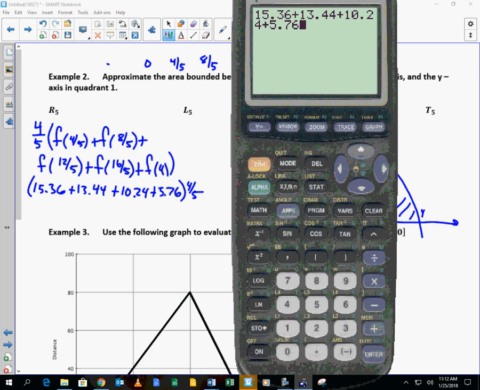Yeah, what was the last one? It was 0. So I get that, and then I multiply by 4, divide by 5, and I get 35.84. Now, that looked like it took a long time. And the left hand, we're going to actually be able to do really quickly. We'll talk about that right when we get back, as well as the trapezoidal.